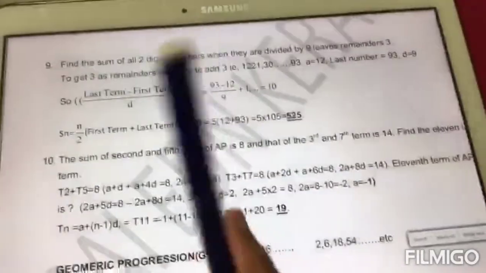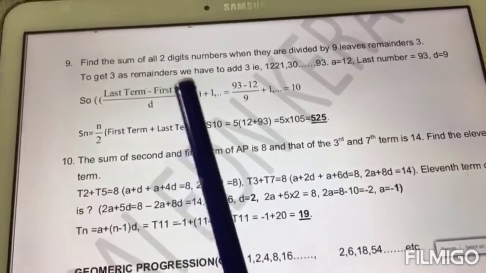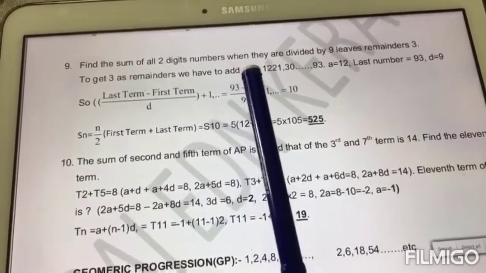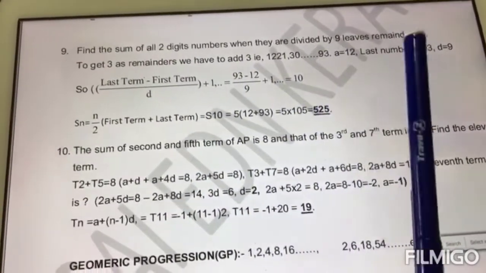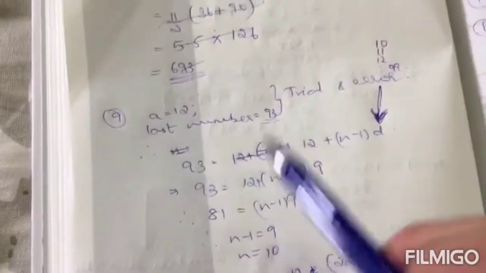Number 9. Find the sum of all 2-digit numbers which when divided by 9 leave remainder 3. So this is an arithmetic progression. Here also we have to do trial and error.